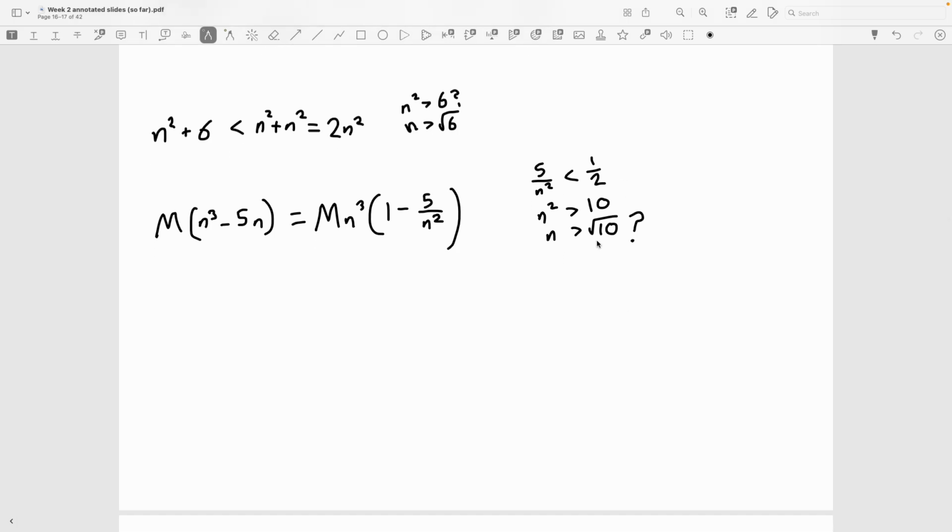So if we set n greater than root 10, then 5 over n squared is less than 1/2, which means that 1 minus 5 over n squared is greater than 1/2, which means that the whole thing, I'm going to write this down in multiple steps just to make it clear, but eventually we're going to get a nice one-term simplified expression that'll look like 1/2 mn cubed.